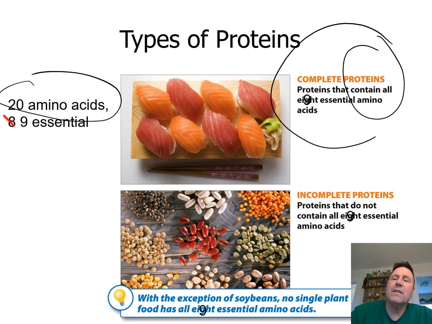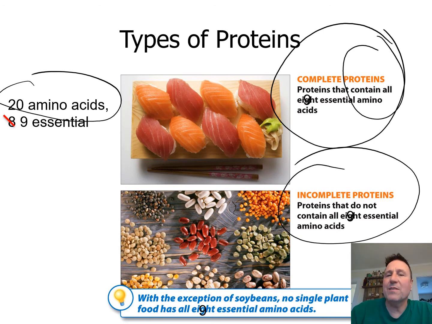So complete proteins, meat. I mean, a steak has every amino acid in it. You're taking flesh and making it into flesh. Incomplete proteins are missing at least one of those essential amino acids. And so as a vegetarian, you need to be careful because you're not eating meat that contains all of the amino acids. But you can do it if you mix up different plant products so that you end up having all of them.